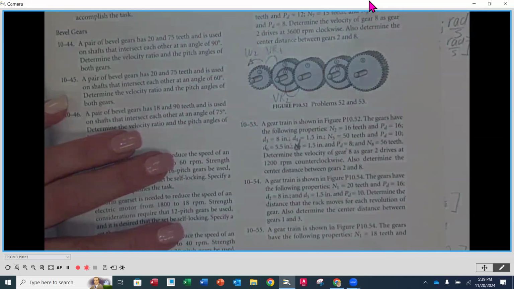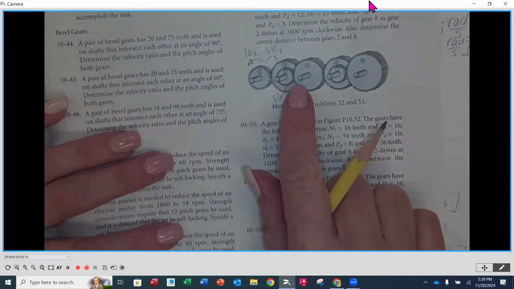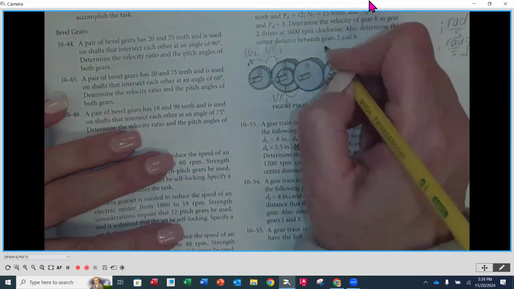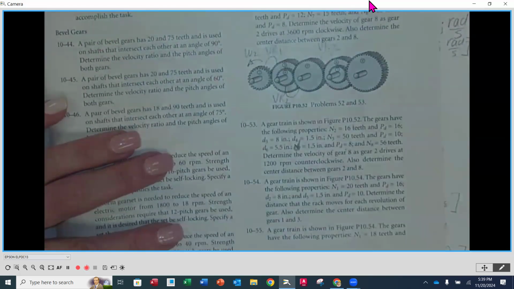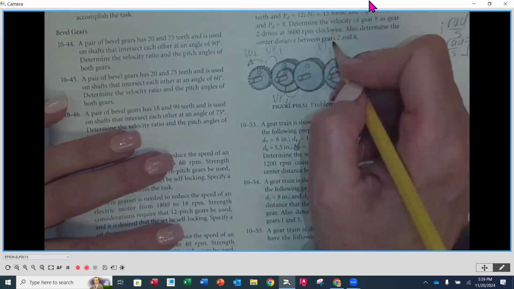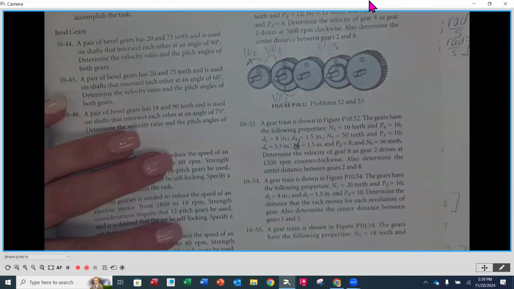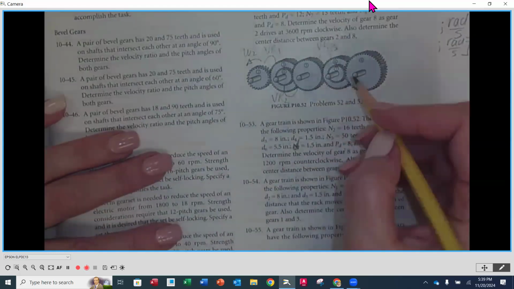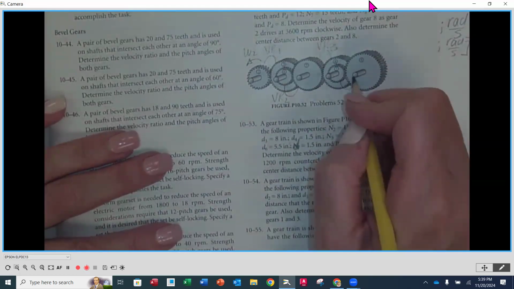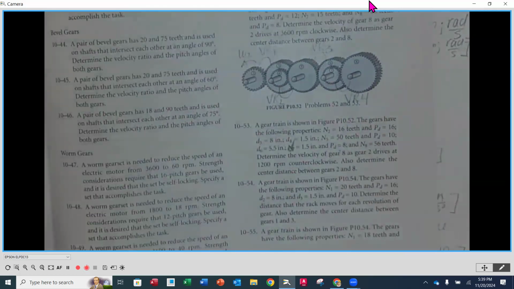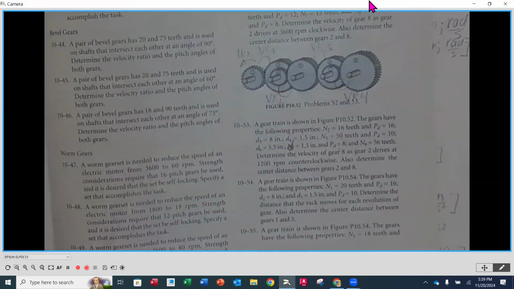So 2 and 3, 4 and 5. Now, directly across, 5 is also engaged with number 6. So this is going to be velocity ratio number 3. Sorry, not number 2, number 3. All right. Notice number 5 is engaged with 2 gears. That's our idler in this train. Okay. And then the last velocity ratio we have is number 7 to number 8. So this is going to be our velocity ratio number 4. Okay.